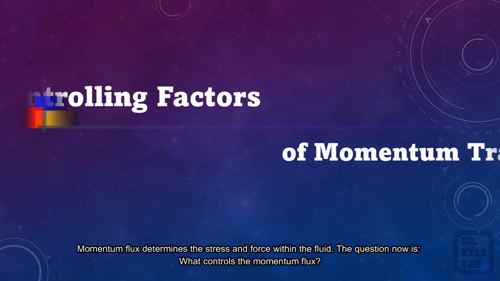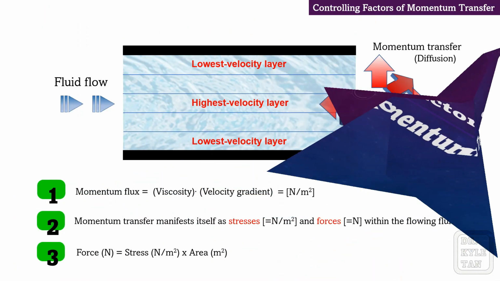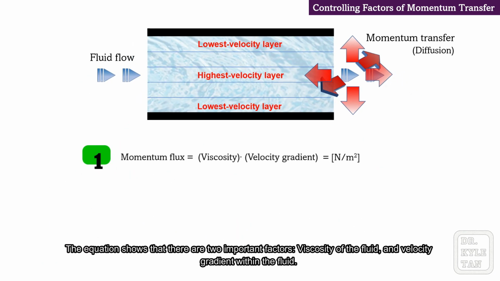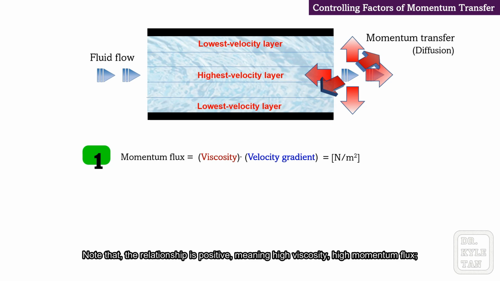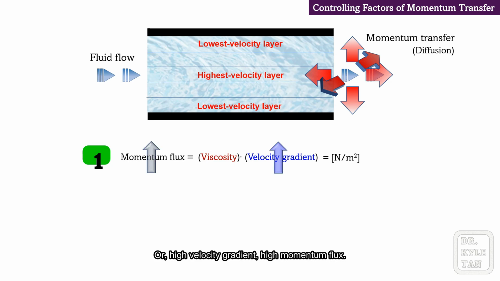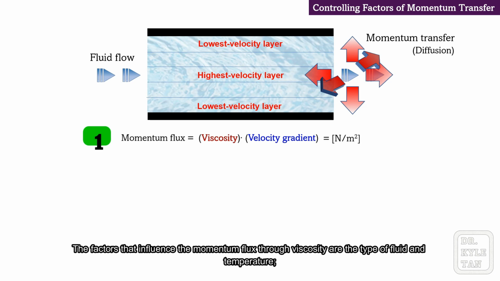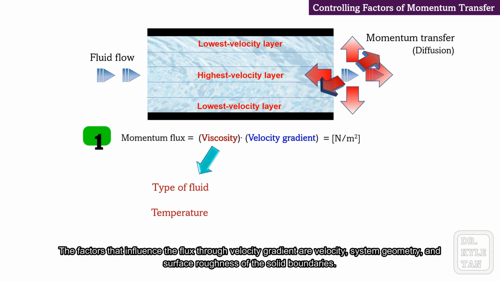The question now is, what controls the momentum flux? Look at this equation 1 closely. The equation shows that there are two important factors, viscosity of the fluid and velocity gradient within the fluid. Note that the relationship is positive, meaning high viscosity, high momentum flux, or high velocity gradient, high momentum flux. Any factor that influences viscosity or velocity gradient would affect the momentum flux. The factors that influence the momentum flux through viscosity are the type of fluid and temperature. The factors that influence the flux through velocity gradient are velocity, system geometry, and surface roughness of the solid boundaries.